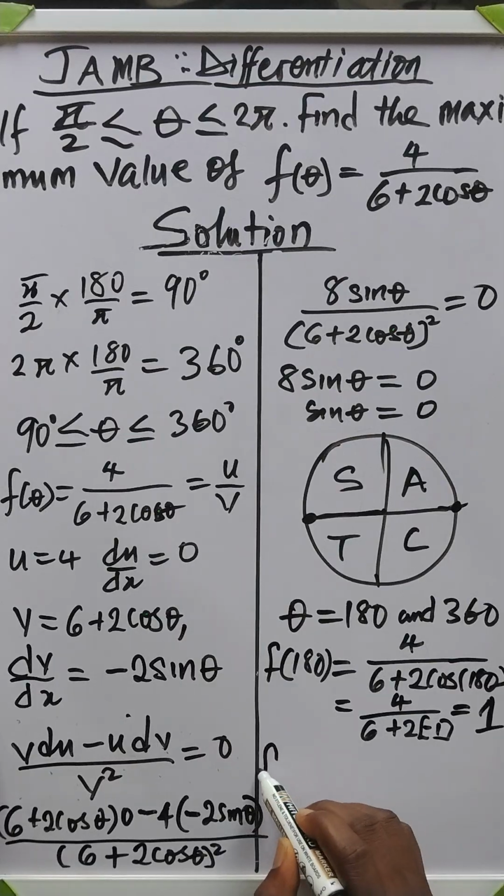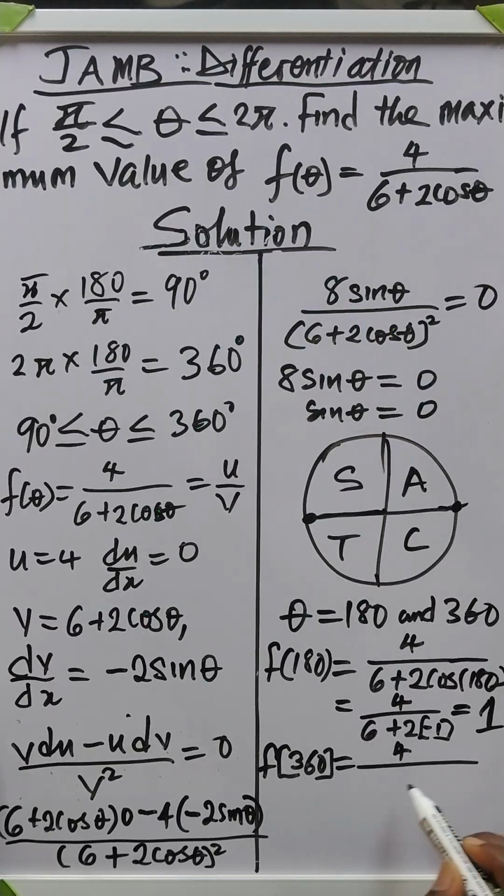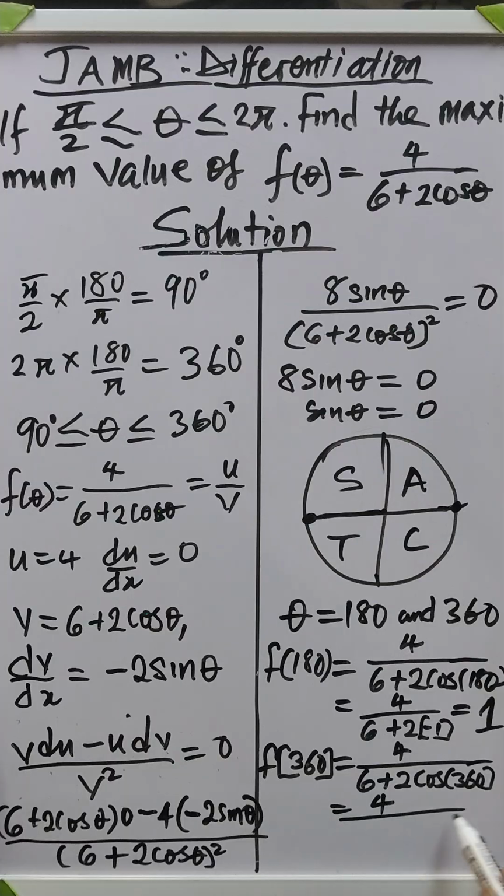So what of f of 360 degrees? That would be 4 over 6 plus 2 cos 360 degrees. Cos 360 degrees is positive 1, because cosine is positive in both this quadrant and this one. So this will give me 4 over 8, and that's a half. Therefore, the maximum point is this one, which is greater than this. Therefore, the maximum value is 1. So that's it. Thanks for being a part of the video.